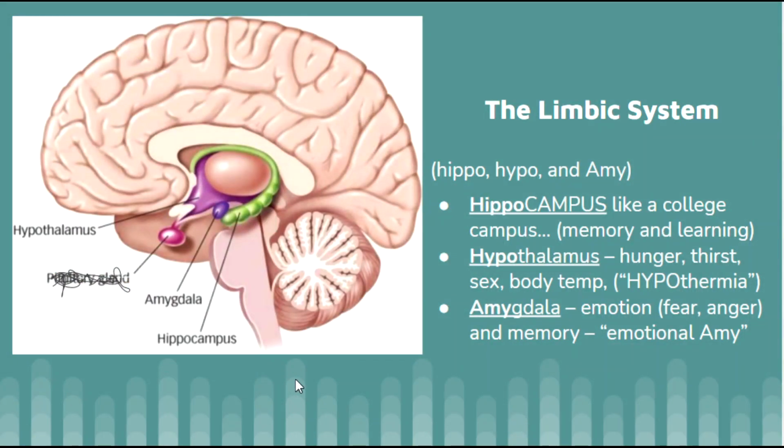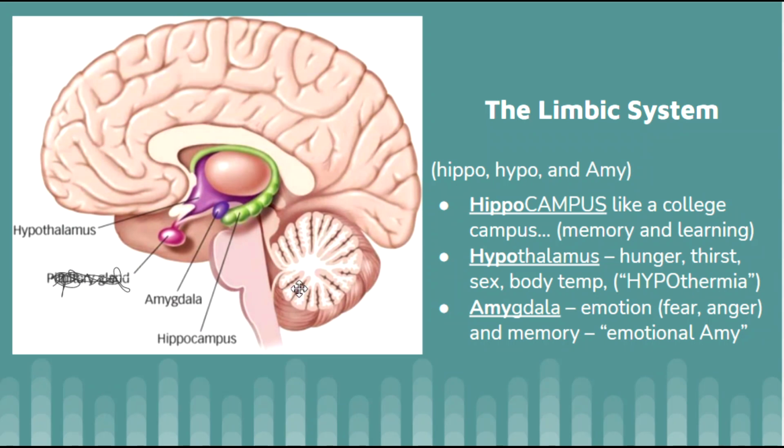Okay, and then here we have a depiction of the limbic system, and again, ways to remember them. So the hippocampus is here and is implicated in memory and learning. This is the structure of the brain that really is active when you're learning new things. And my way of remembering that is hippocampus, it's like a college campus, right?